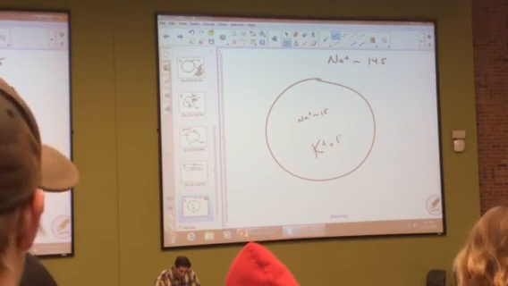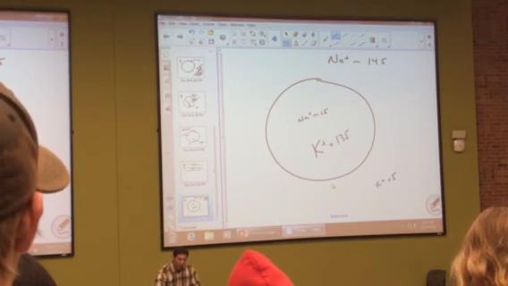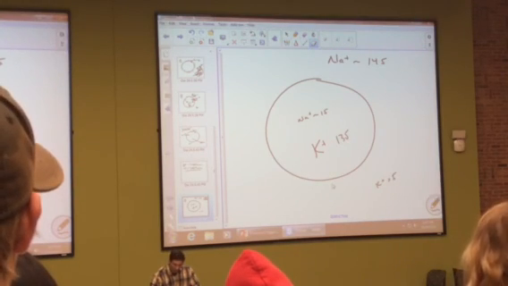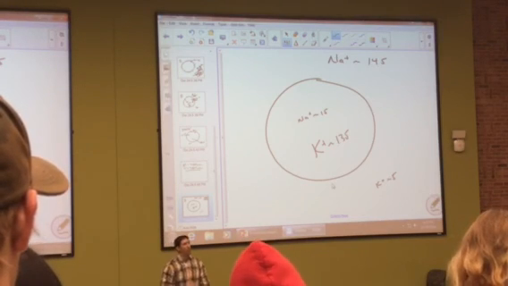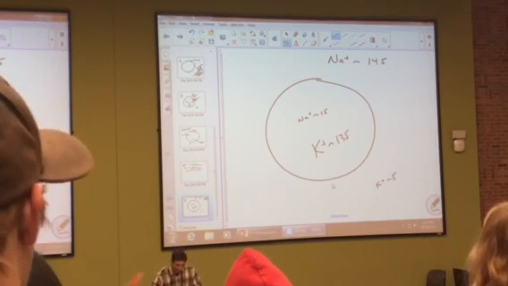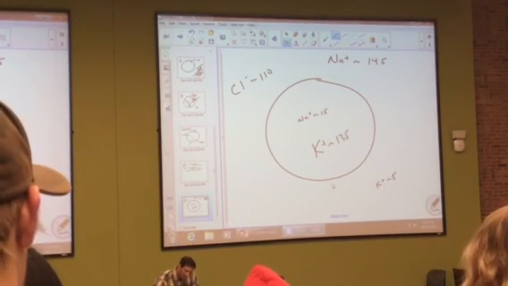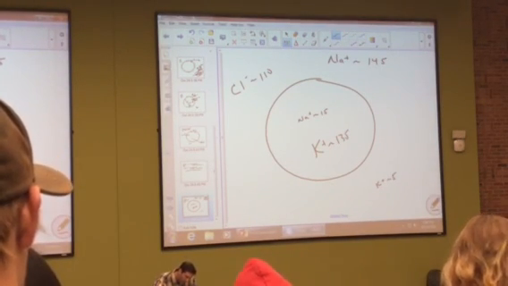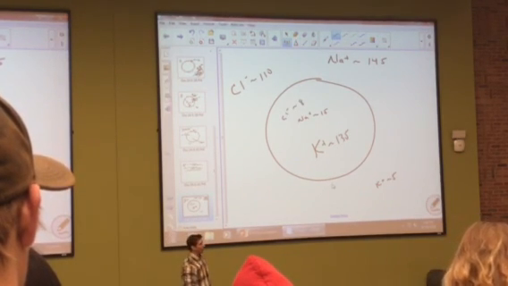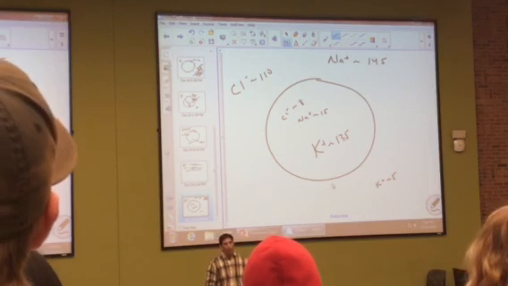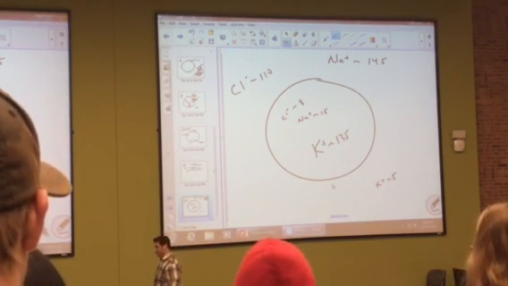Potassium, 135 inside the cell, and it's about 5 outside. I put equal, let's put about, because it's going to vary a little bit. We know that everything in the body has a normal range. And then chloride, let's stick chloride way over here. It's about 110 out here, and inside the cell, it's about 8. Again, you have to know these values like the back of your hand. You have to memorize these values so that you can understand membrane potential.